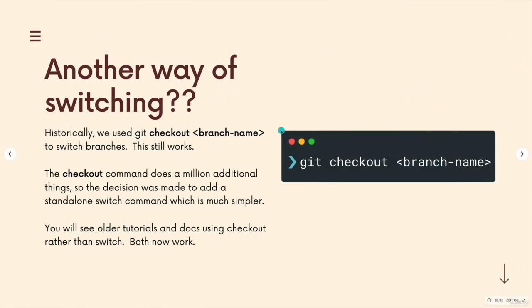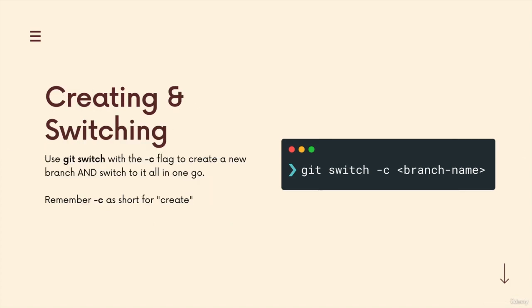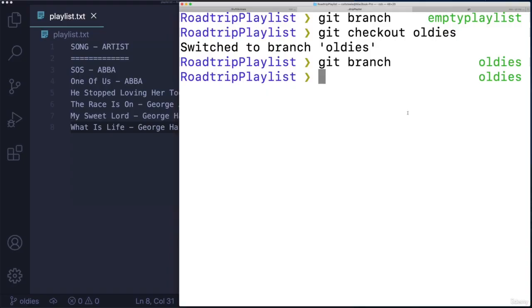Now, another thing that we can do is instead of creating a branch and then switching to it in 2 separate steps, we can do it all in one go. We can do it with git switch if we add -c as an option for create. So we provide a branch name, and it will create that branch and then switch us over to it all at once. So this can be pretty useful in my opinion.